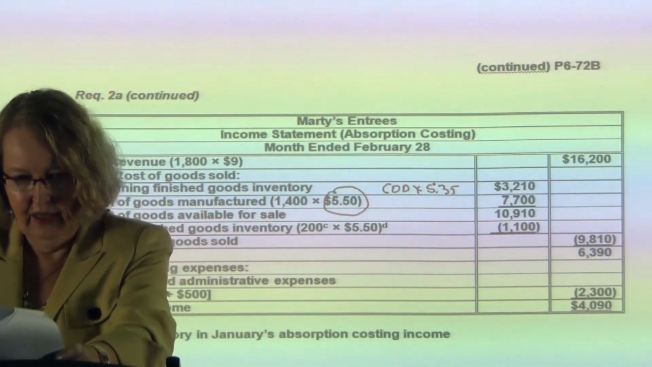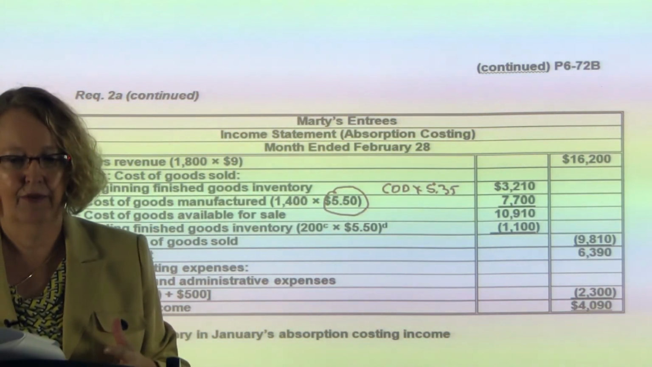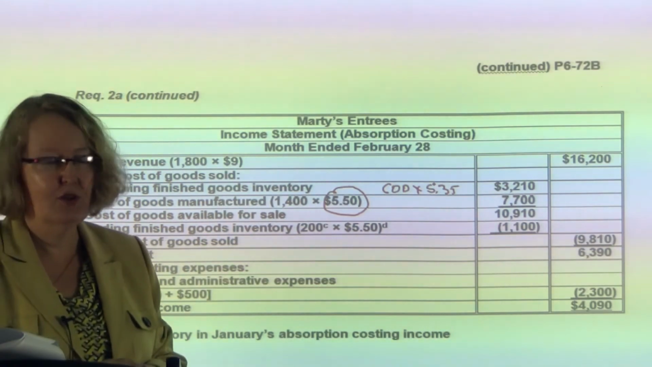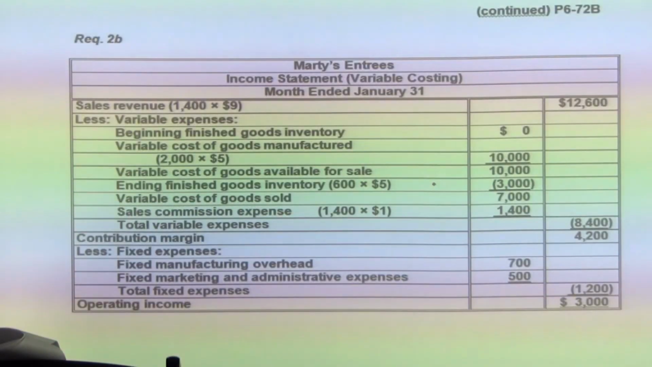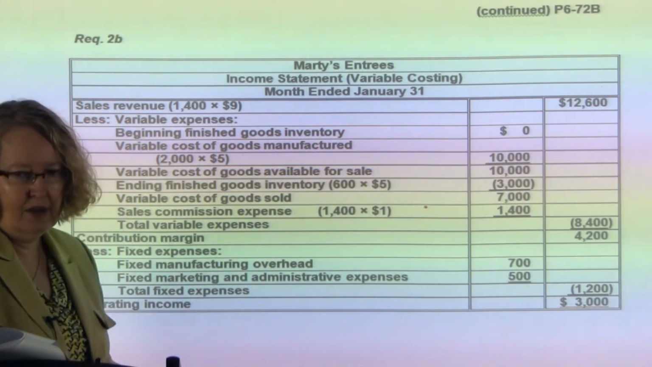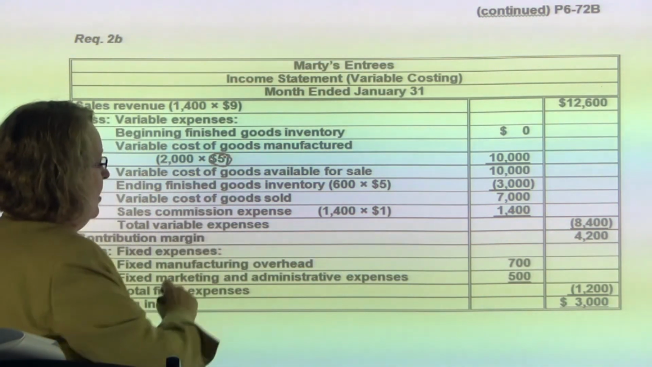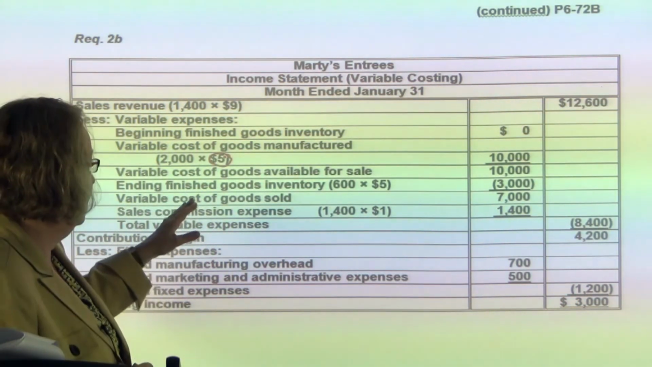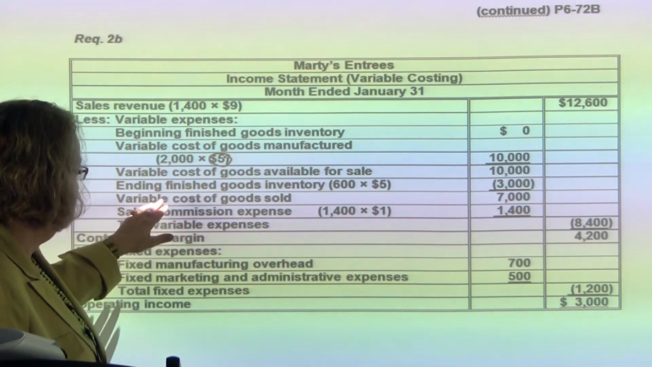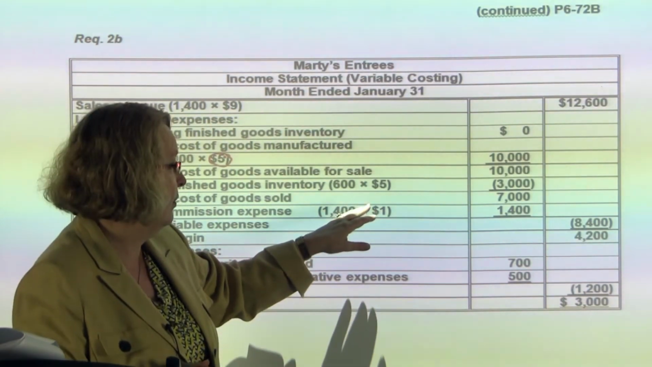So the next thing we have to do is do the same calculation for your income statement, but use variable cost only. So for January, of course, your revenue is the same. Now we're looking at your cost per unit being $5. Remember, because you're only looking at variable cost. So the goods that you manufactured, you made 2,000 units at $5, $10,000. Your ending finished goods inventory is only going to be valued at $5 because we're just using variable cost.